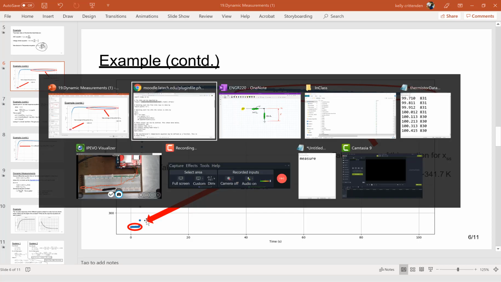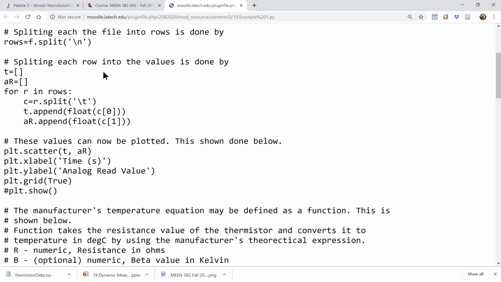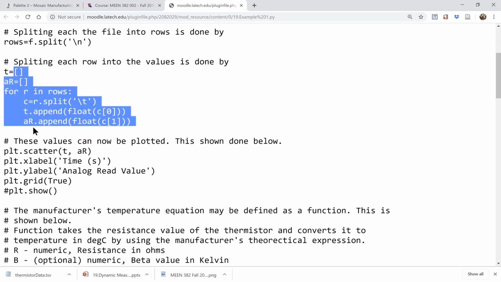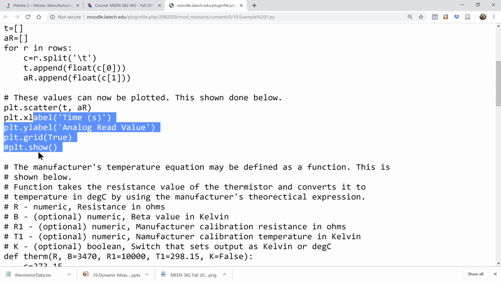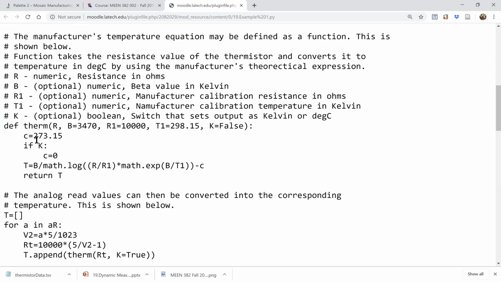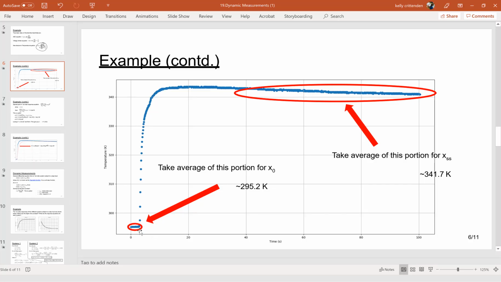Our code goes in and this part of the code is just separating out the data into time and analog read values, and it plots it. So all of that's plotting it. And then it tries to find those areas. So it tries to find this little initial area and figure out what that temperature is. It turns out to be 295.2 Kelvin. Then it tries to go and find this area. Turns out that that's about 341.7 Kelvin.